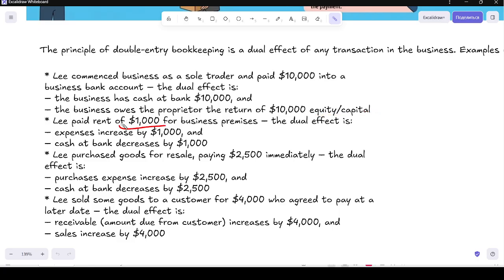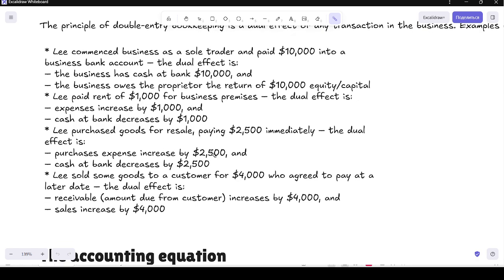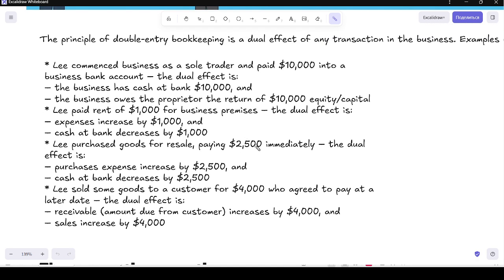Lee paid rent of $1,000 for the business. As it is incurring expense, the expense account increases by $1,000. Cash at bank decreased by $1,000. Lee purchased goods for resale, paying $2,500 immediately. The dual effect: as it's purchasing goods, incurring expense, purchase expense increased by $2,500. Cash at bank decreased by $2,500.